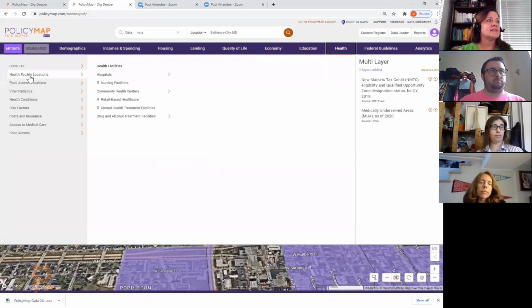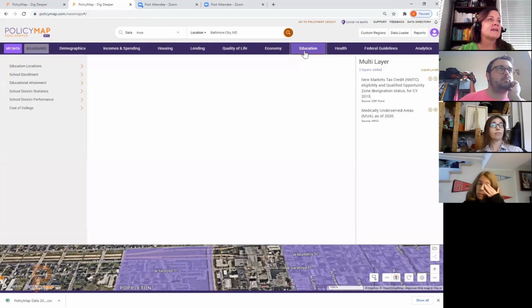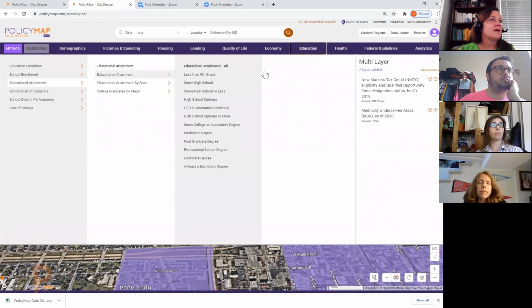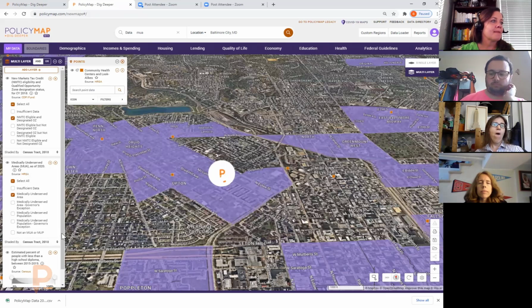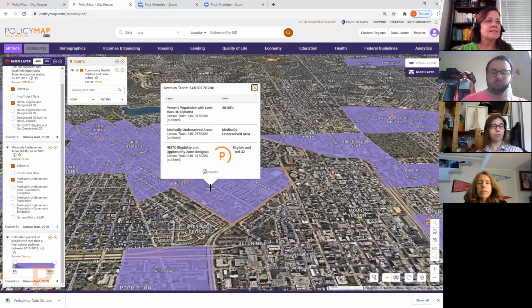I can take a look and see where the community health centers and lookalikes are on this map, and whether or not this would be a good area to create a new federal health center. Or I might be taking a look at something like educational attainment, and where there's an area with some high school or less. Again, it's a way of identifying areas where someone might want to make an investment. So you can easily identify that.